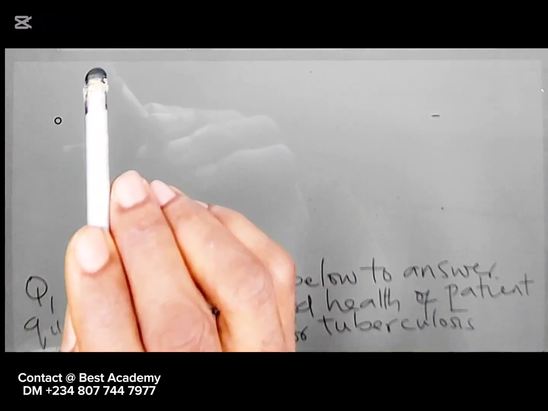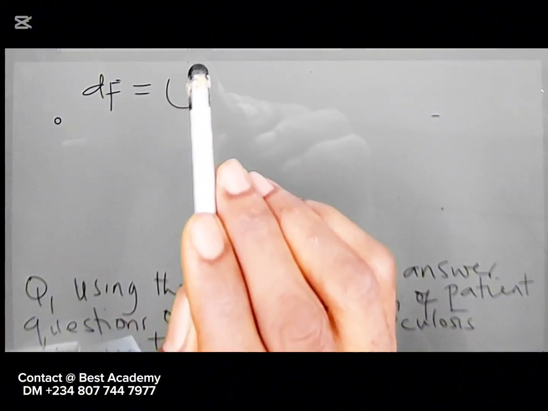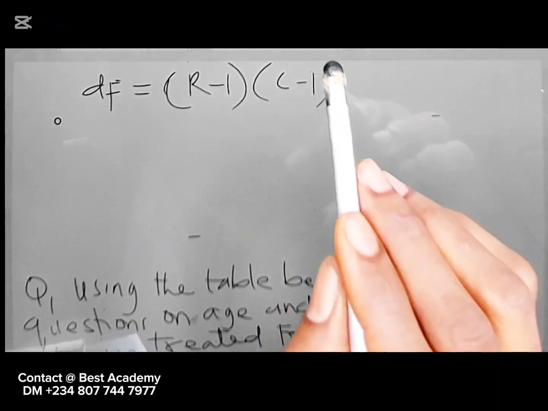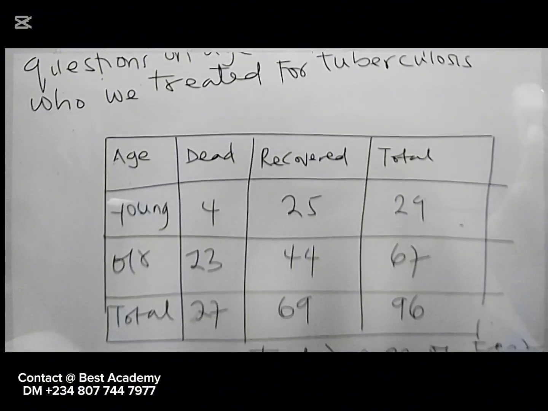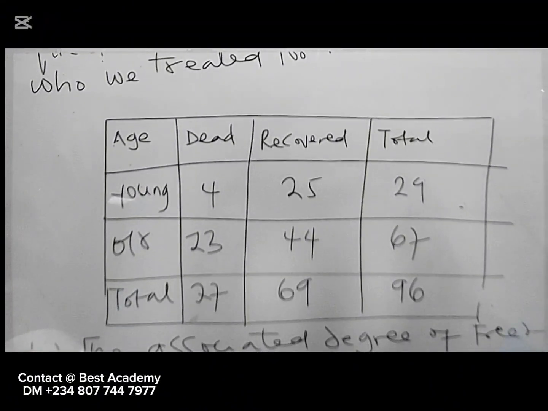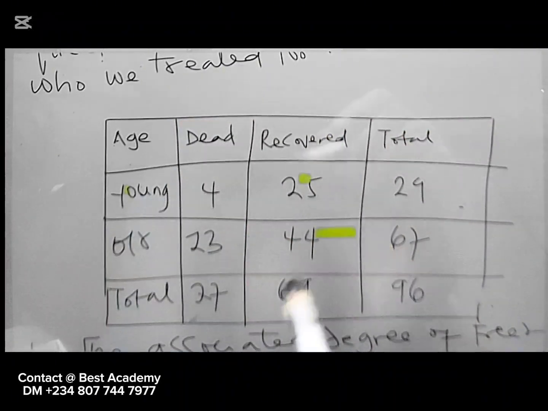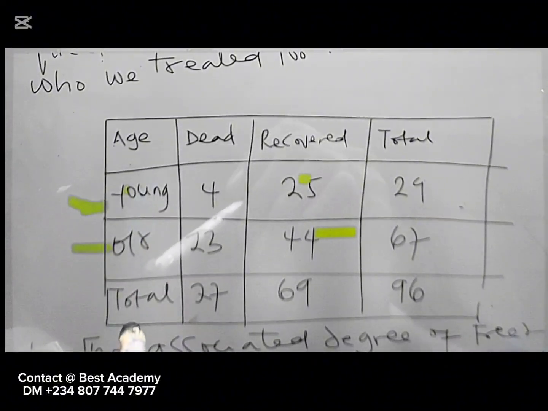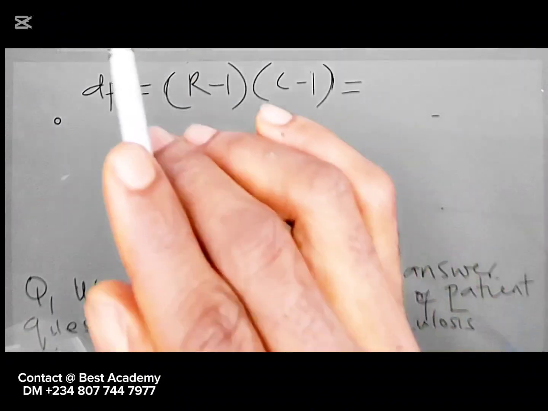For chi-square, degree of freedom is said to be the row minus 1 times column minus 1. Please take note. Let's know what the row is. Row is the lying part, and in terms of calculating the row, we don't calculate the total. So the row here is said to be this part, 1 2 only. We are not calculating the total. So the row here is 2.